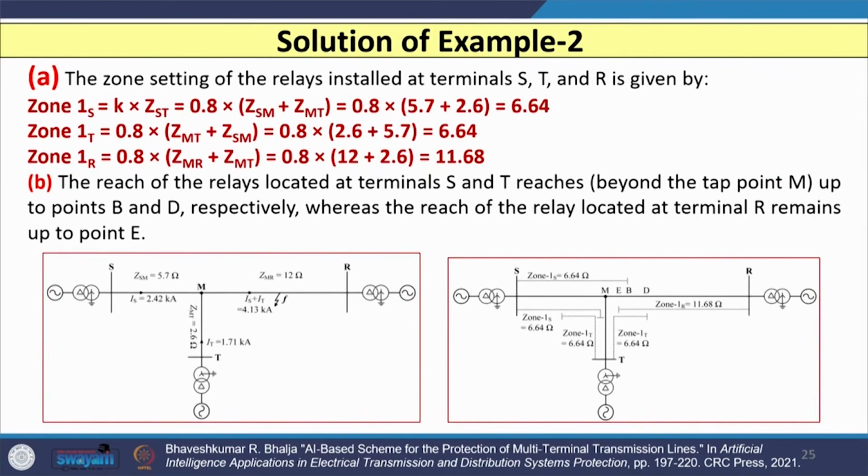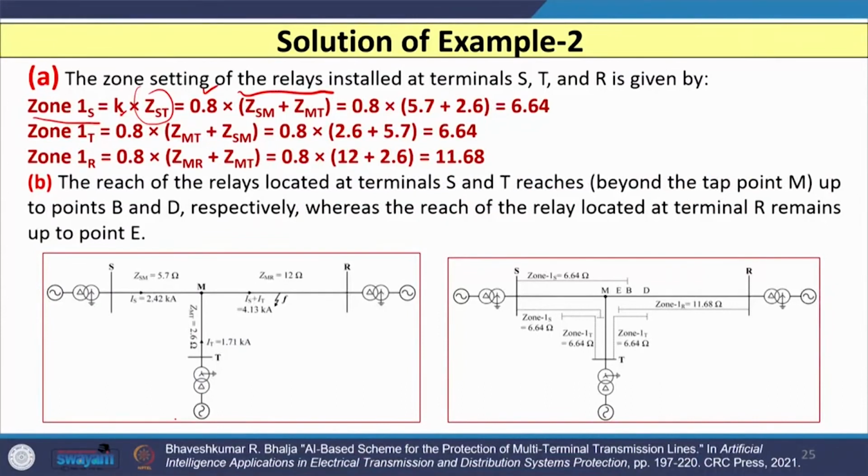So, if I calculate the first part, that is the zone settings of the relay located at S, T and R, then the relay located at S is nothing but k times ZST. Here you can see k is 80%, I am assuming that the reach of the first zone is 80%. So, k is 0.8, and then this ZST is nothing but ZSM, that is from this to this, plus ZMT. So, this distance. You have these two values known, that is this value is 5.7, this value is 2.6 for ZMT. So, you have this value.